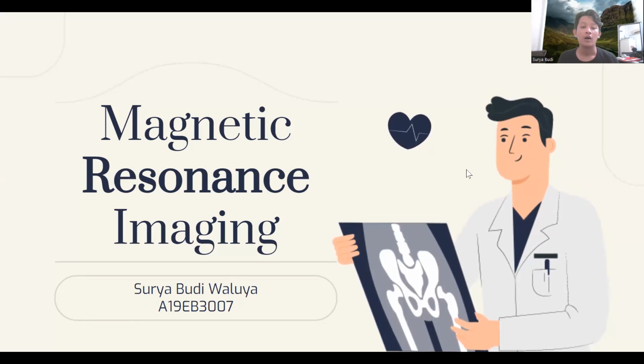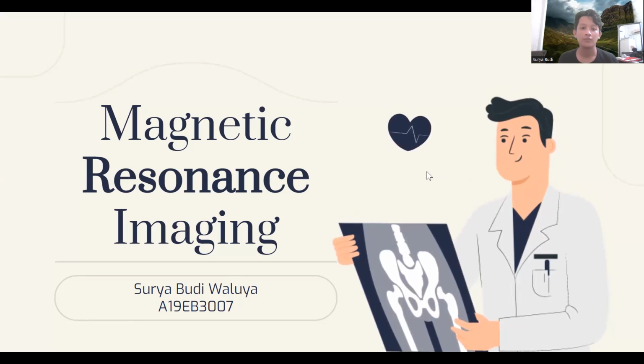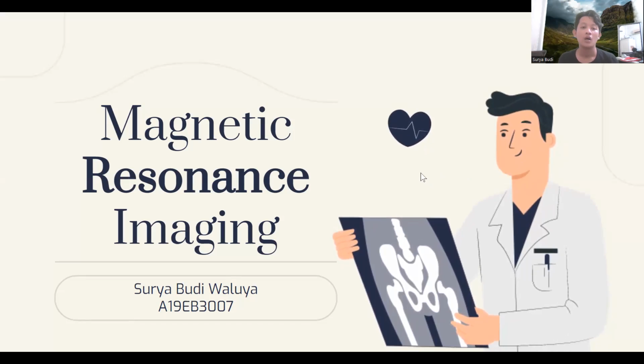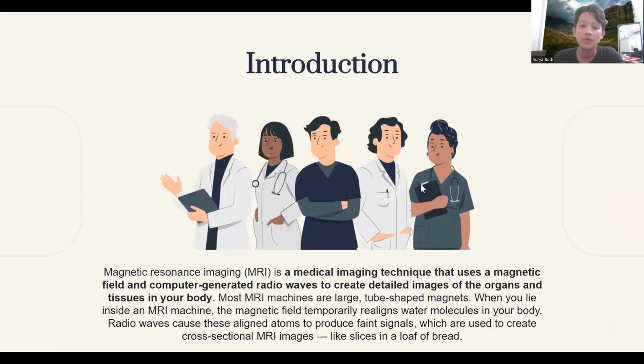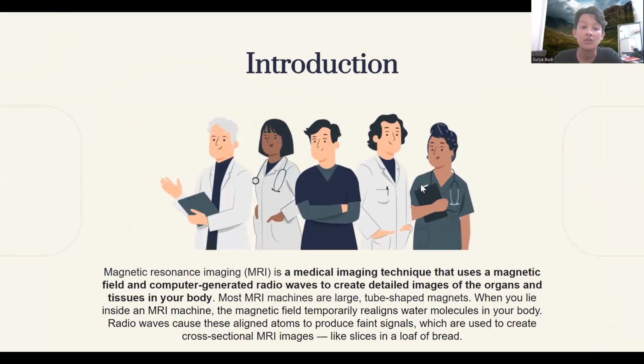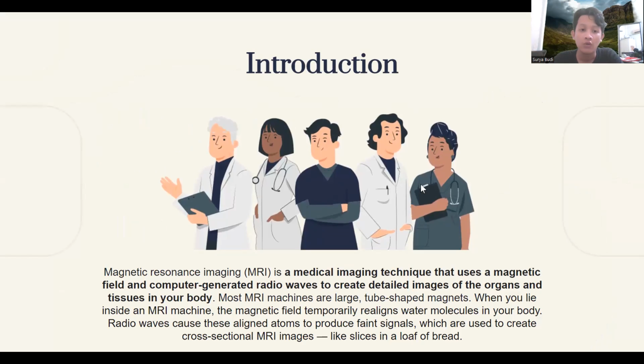I will explain about one of the imaging methods, which is MRI, or magnetic resonance imaging. So MRI is a medical imaging technique that uses a magnetic field and computer-generated radio waves to make a detailed image of the organs and tissues in our body.